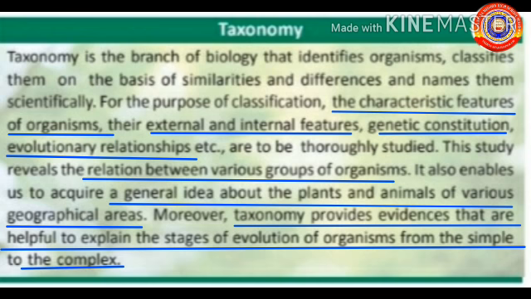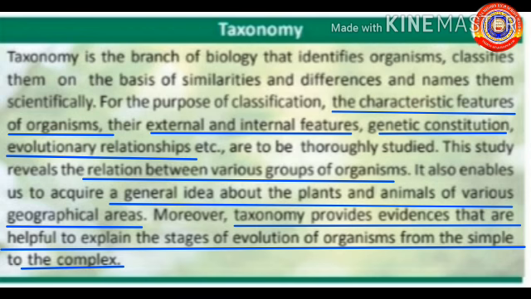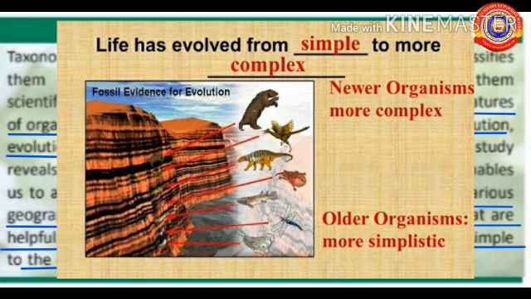Taxonomy is used to acquire a general idea about the plants and animals of various geographical areas. And taxonomy provides evidences that are helpful to explain the stages of evolution of organisms from the simple to the complex.